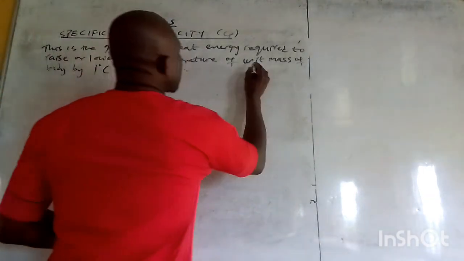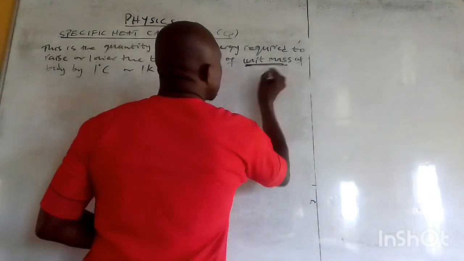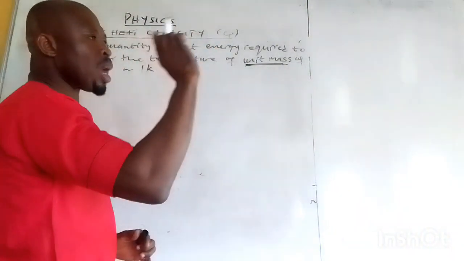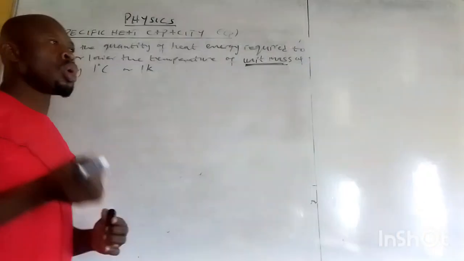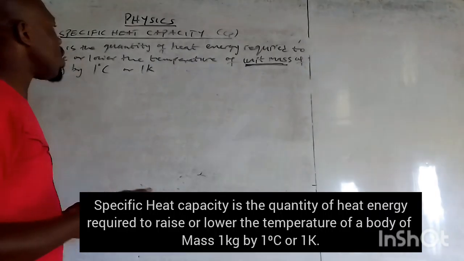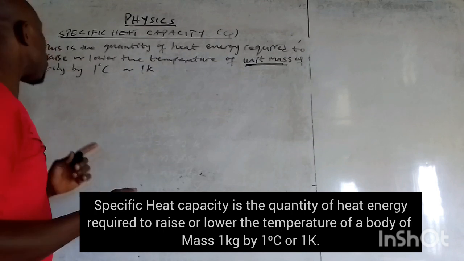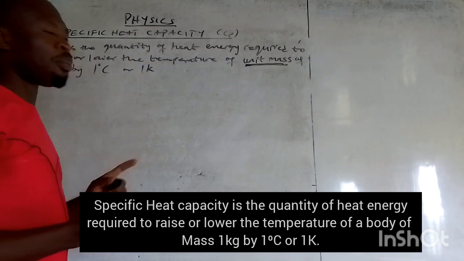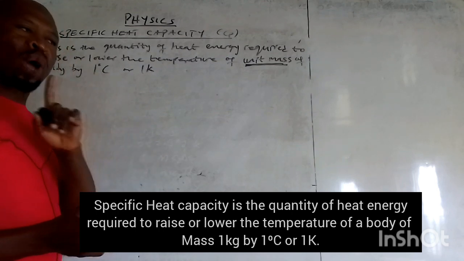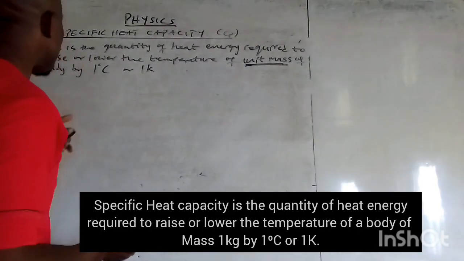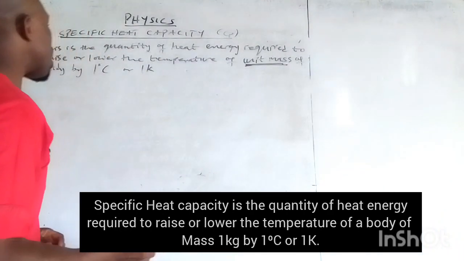Now, the interest here is on unit mass, and of course, unit mass is 1 kg. So we can also say that specific heat capacity is the quantity of heat energy required to raise or lower the temperature of mass of 1 kg by 1 degree Celsius or 1 Kelvin.